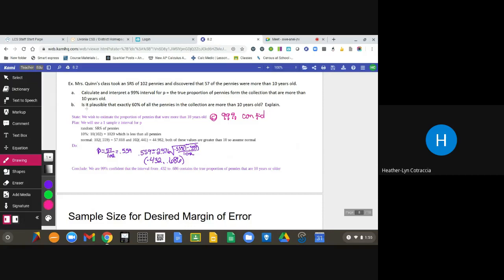And then part B says, is it plausible that exactly 60% of the pennies in the collection are more than 10 years old? And the answer to that would be yes. And that's because 0.60 is in the interval. Okay, so because 0.60 is in the interval, that is plausible.